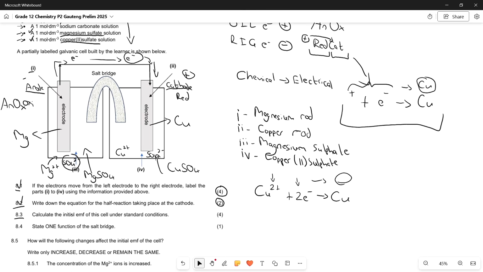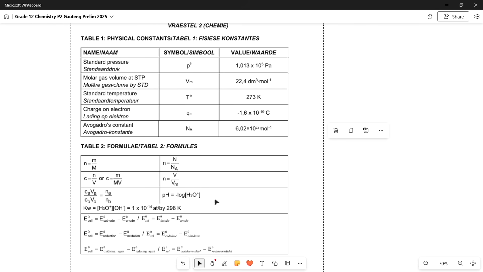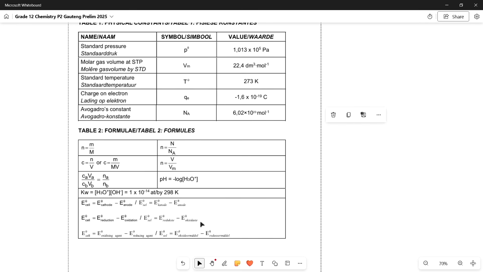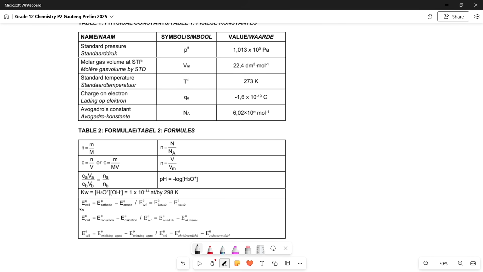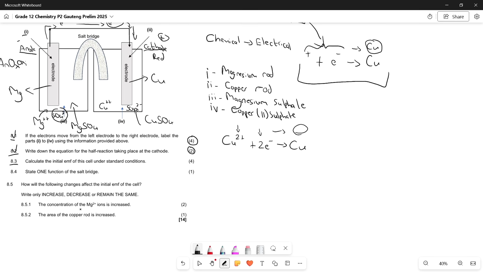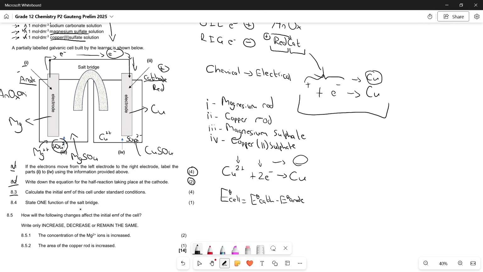Then 8.3 says calculate the initial EMF of this cell under standard conditions. If we look over here, we have the formula for our cell under standard conditions on our formula sheet, which is E cell equals E cathode minus E anode. So we can just go ahead and write that: the electrovoltage of the cell equals the electrovoltage of the cathode minus the electrovoltage of the anode. One thing to keep in mind is that considering the cell is all about converting chemical energy into electrical energy, we have to have a positive value here. If we didn't get a positive value, it means we made a mistake about which one is our cathode and which one is our anode.